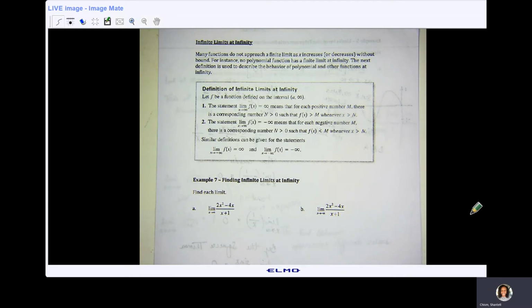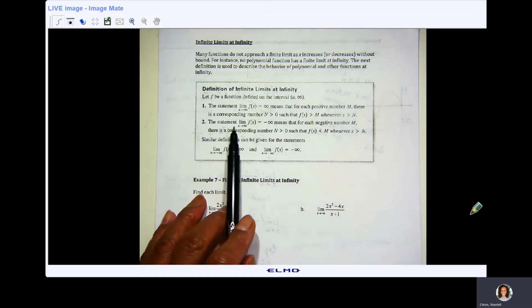It says, let f be a function defined on an interval, a to infinity. The statement, the limit as x approaches infinity of f of x equals infinity, means that for each positive number m, there is a corresponding number n, such that f of x is greater than m where x is greater than n. Similar definitions can be given for these statements.